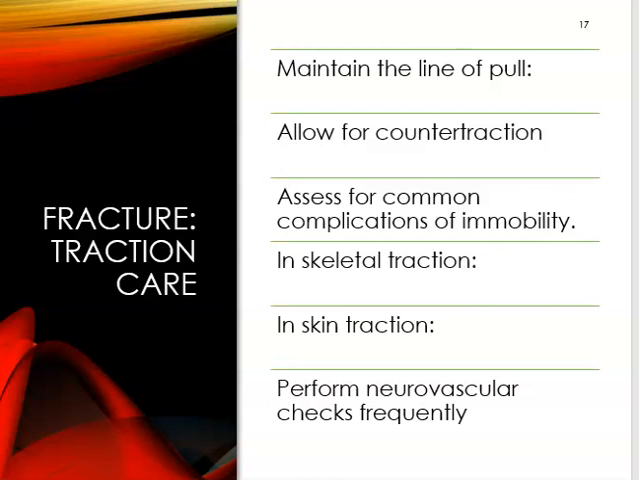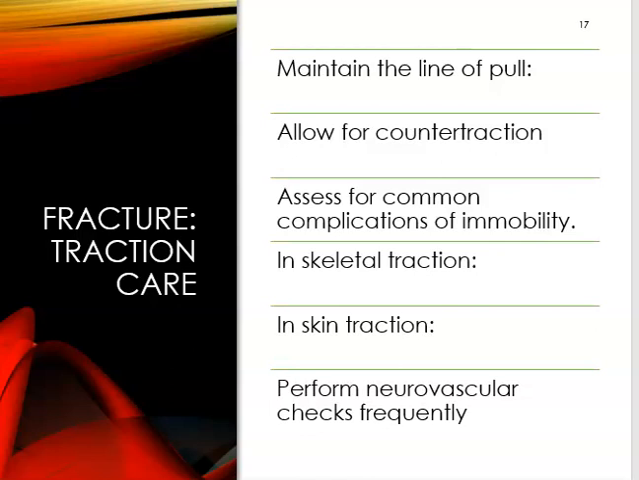So that's very important. Sometimes when these patients are having an acute flare-up of pain, a lot of times their body is not in alignment, and restoring that can significantly reduce the pain. Make sure that the weights are hanging freely and don't touch the floor. If they're hanging on the floor or resting up the side of the bed, they're not providing adequate traction for the patient. You're going to allow for counter traction.